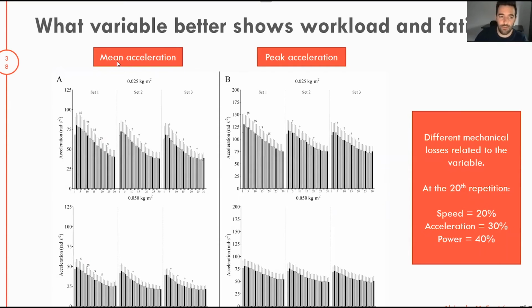And this is how it looks, both mean acceleration and peak acceleration over 3 sets, executing 30 repetitions of the leg extension exercise using a horizontal cylinder. So this must be proved on other kinds of flywheels, but at least we now have more information. And what we saw is that at the 20th repetition, there were no more significant changes. So it is some kind of plateau where there is no point in continuing to execute repetitions. And we saw that at the 20th repetition, in this exercise, you have a 20% loss of speed, a 30% loss of acceleration, and a 40% loss of power.